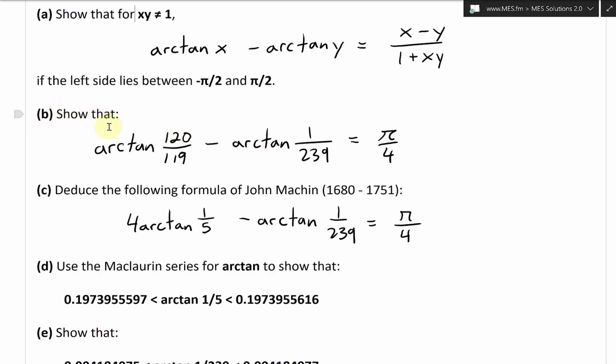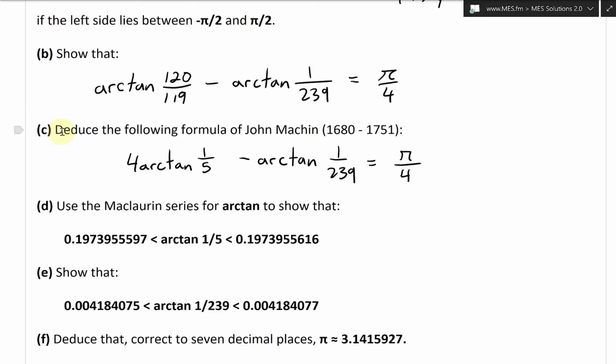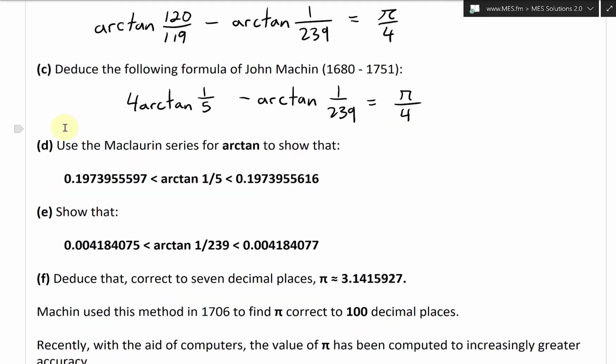And then part B says, show that arctan 120/119 minus arctan 1/239 is equal to pi over 4. And then part C says, deduce the following formula of John Machin. He was born in 1680, died in 1751. 4 times arctan 1/5 minus arctan 1/239 equals pi over 4. So deduce that.